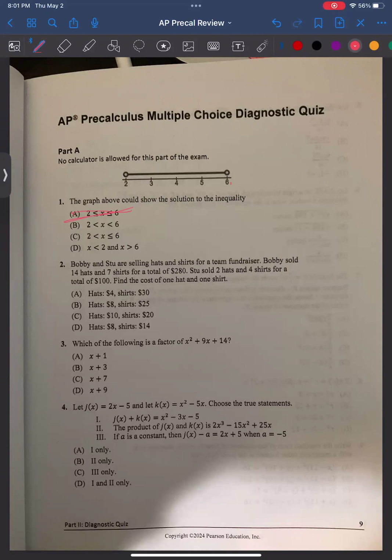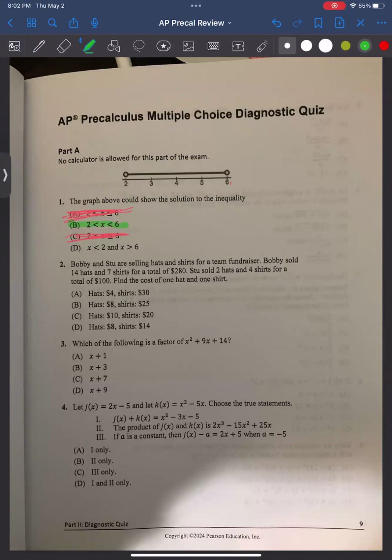So now I'm looking for the values in between. I need it to say the values that lie between 2 and 6. C is out too. The answer is B.